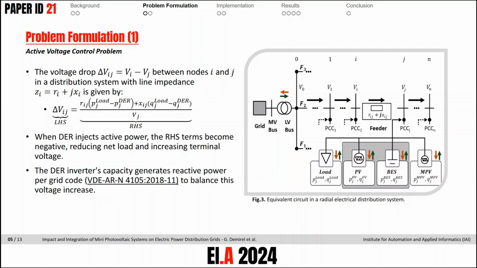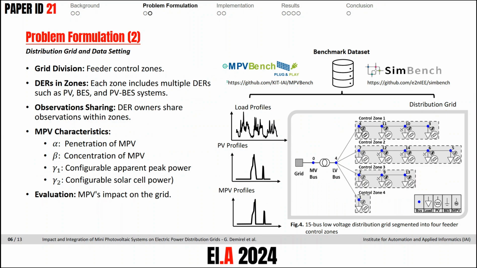Let's move on to the distribution grid and data setting. Now, problem formulation slide 2. The grid is divided into feeder control zones, each zone containing multiple DERs such as PV and BESS systems. DER owners share observations within these zones.